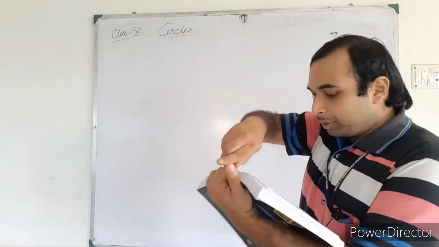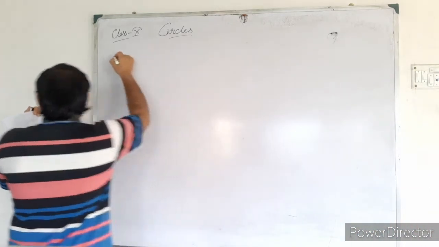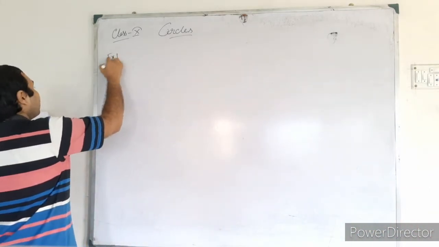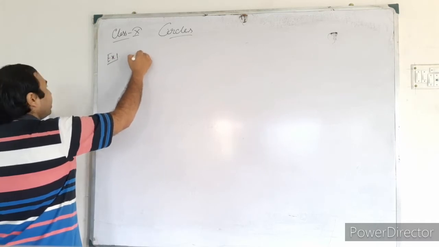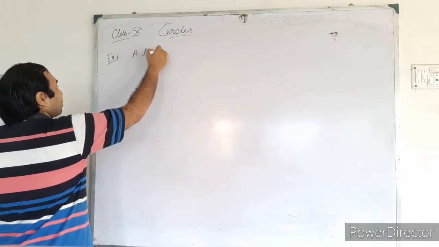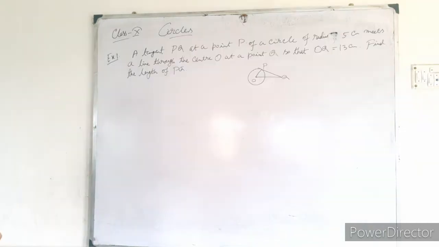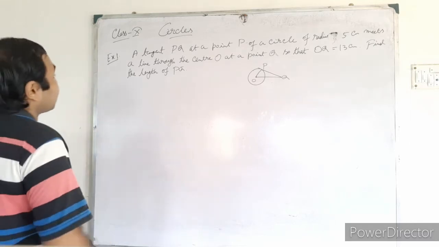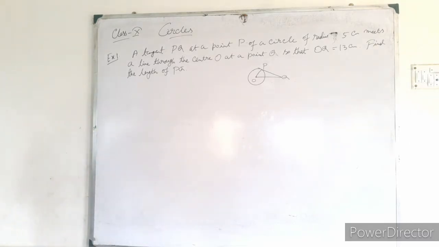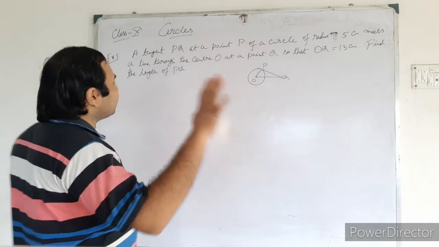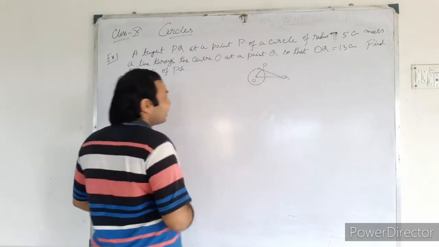The first example, that is a tangent. Example 1: a tangent PQ at a point P of a circle of radius 5 cm meets the line through the center O at a point Q, so that OQ equals 13 cm. Find the length of PQ. So whatever is written, this is the picture, this is the diagram.